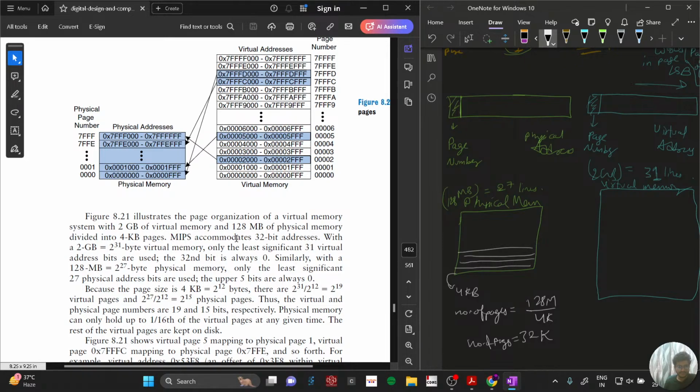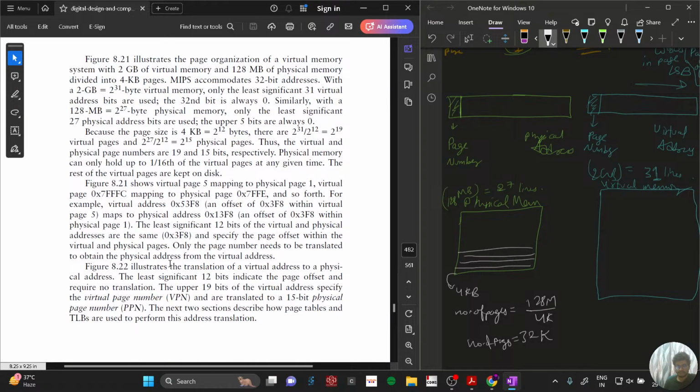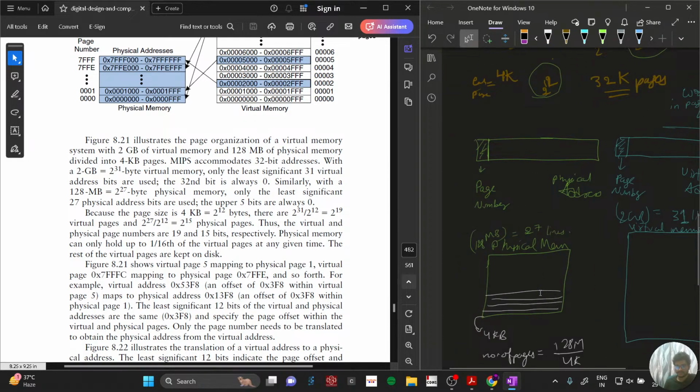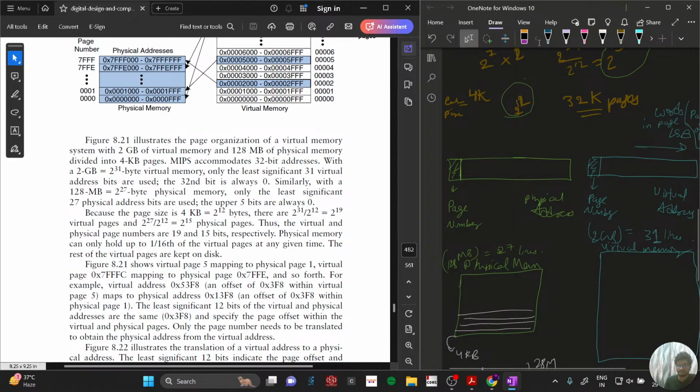MIPS accommodates 32-bit addresses. Okay, actually we have 32-bit addresses. Let me write that somewhere. MIPS has 32-bit address lines.